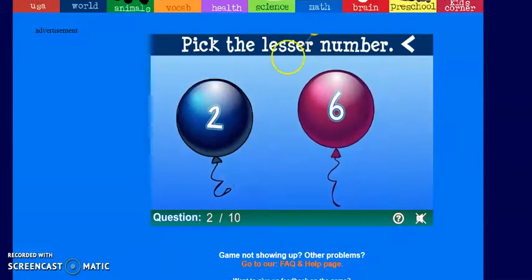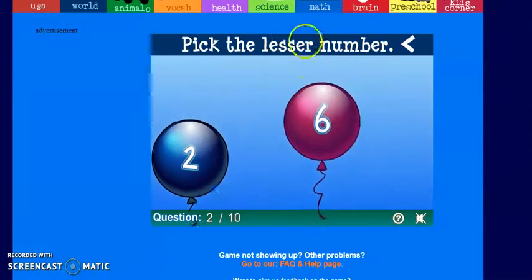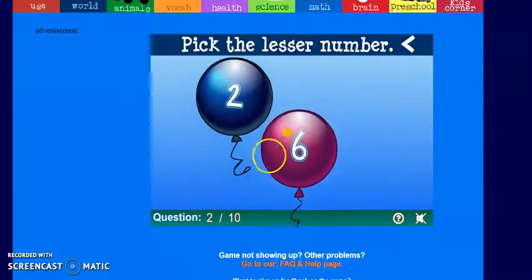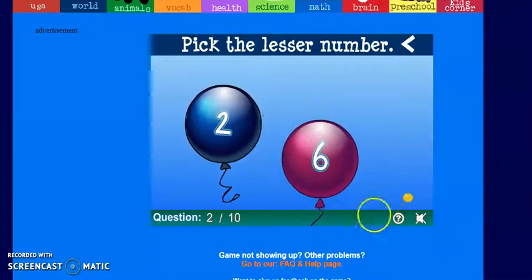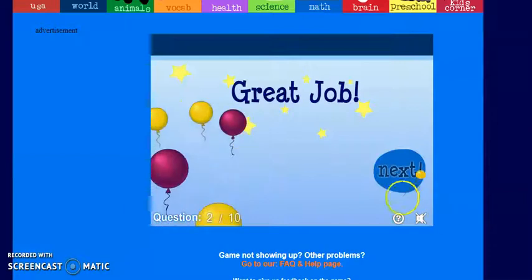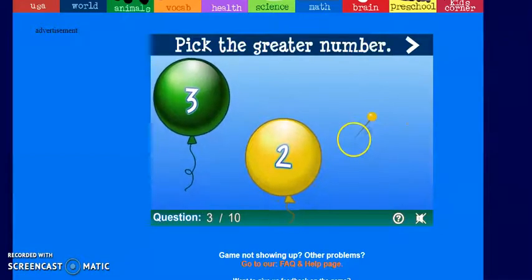All right, so pick the lesser number. The lesser number means the smaller number. So is it going to be 2 or is it going to be 6? I think it's going to be 2. Yep, because 2 is less than 6.